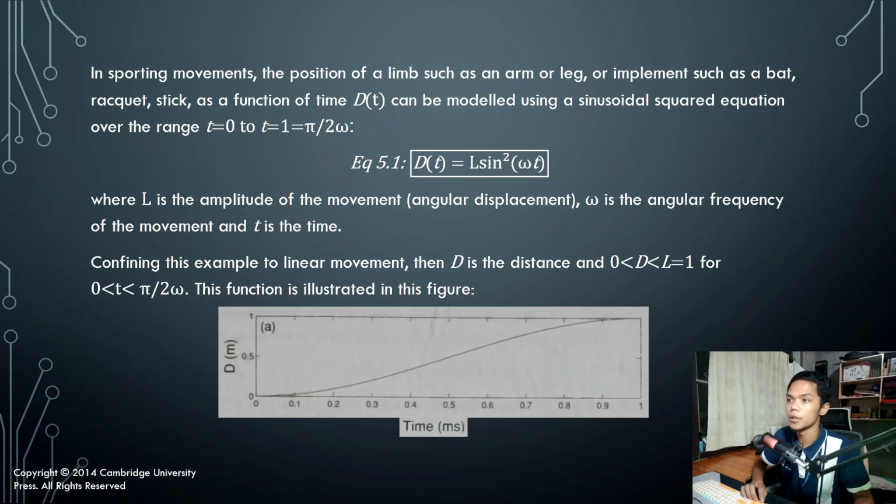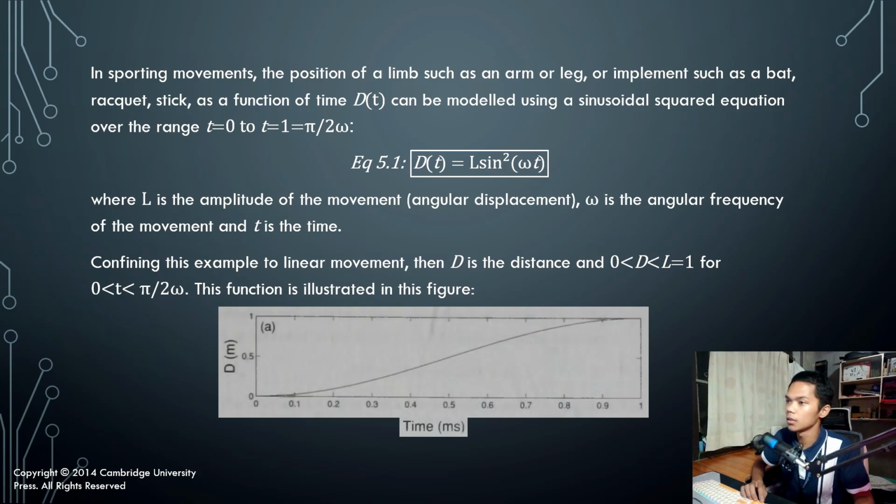In sporting movements, the position of a limb, such as an arm or leg, or an implement such as a bat, racket, or stick, as a function of time, d(t), can be modeled using a sinusoidal squared equation over the range of t equal to 0 and t equal to pi over 2 omega. As I showed you earlier, we came up with this equation: d(t) equals L sine squared omega t.